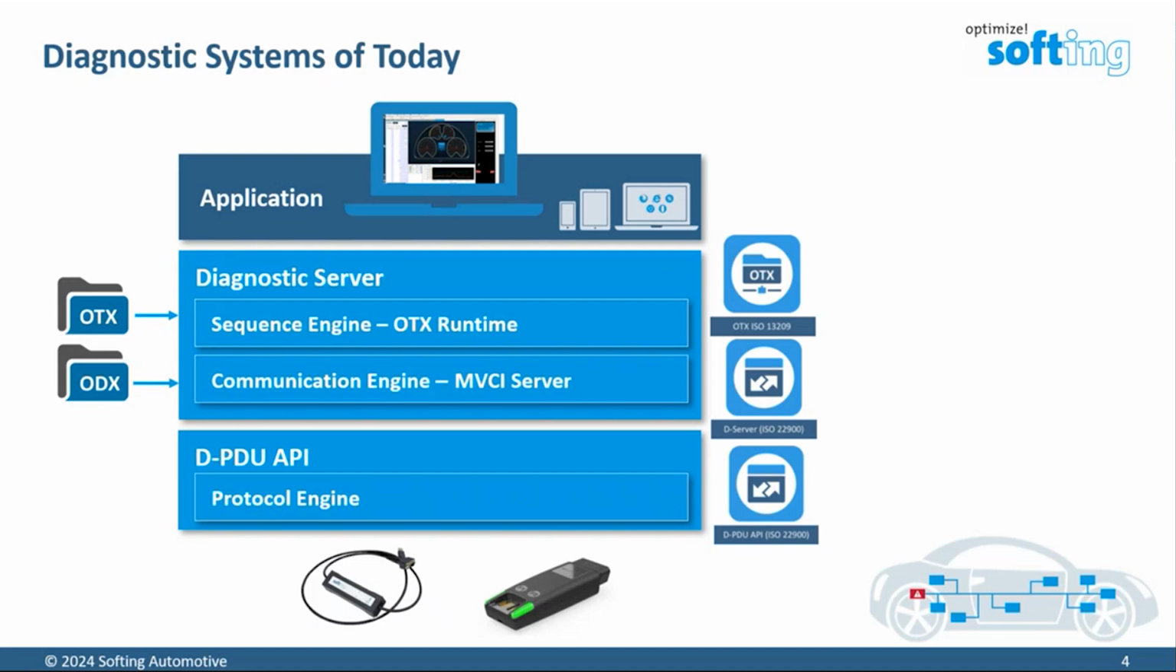The layer above is the communication engine here, MVCI Server or D-Server. This is mainly responsible for the interpretation of these services based or driven by the ODX data you see here on the left. So this is the description file for these communication services. And even one layer above, you see the sequence engine here, OTX runtime. And OTX is mainly being used when you have more complex or complicated use cases where you need to consider and merge different information. Flashing, for example, could be done by OTX, a flash script, or test automation is also a high-level use case where OTX could be used.